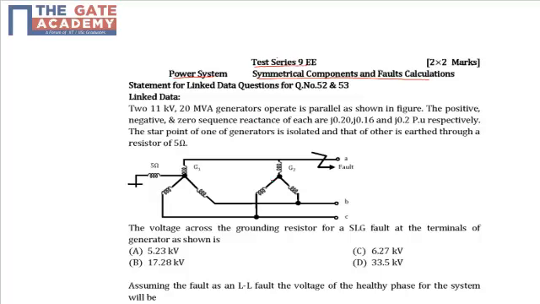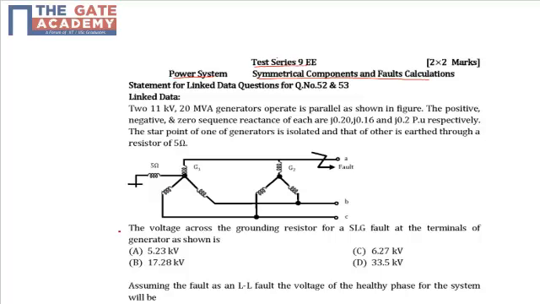These two generators are operating in parallel, having base kV as 11 kV and base MVA as 20 MVA. The positive, negative and zero sequence reactances are j0.2, j0.16 and j0.2 respectively. The star point of one of the generators is isolated and that of the other is earthed through a resistor of 5 ohms.